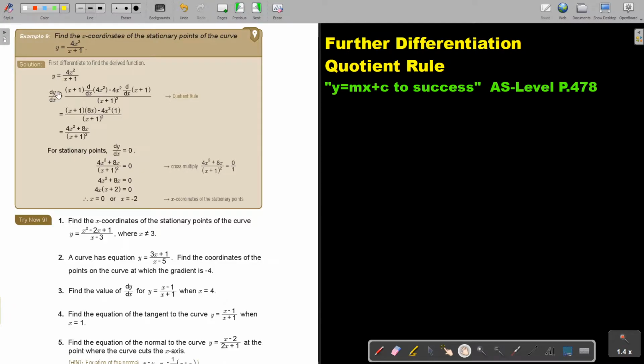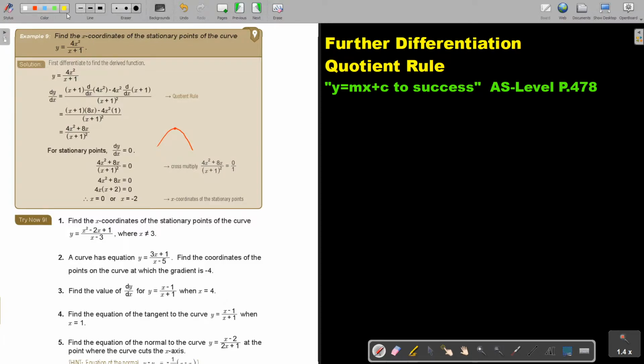Okay, so we must first differentiate. So rewrite the denominator, differentiate the numerator, rewrite the numerator, differentiate the denominator, and square the denominator. Okay, so now it's the derivative function. And at the stationary points, the derivative function will always be 0. Why is that? Because that is a stationary, that's a turning point.